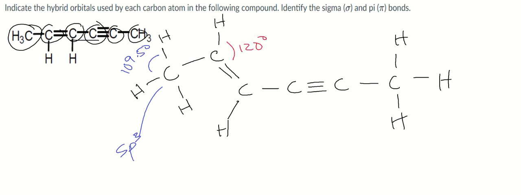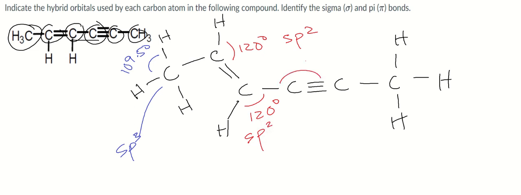All right, trigonal planar. So that's going to be sp2. Right. The sp2 will give you three identical bonds. 1, 2, and 3. Same thing here. It's 120. So that's also going to be sp2 hybridized.